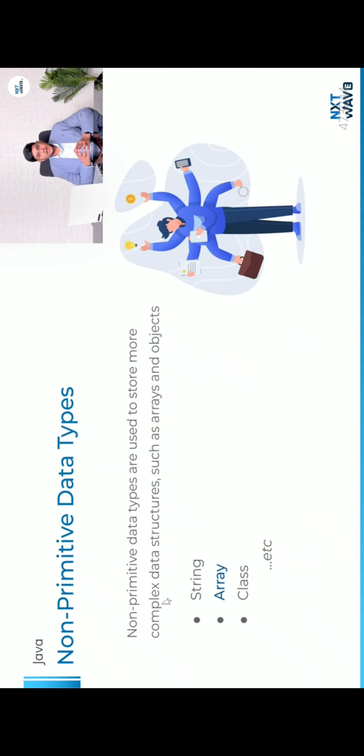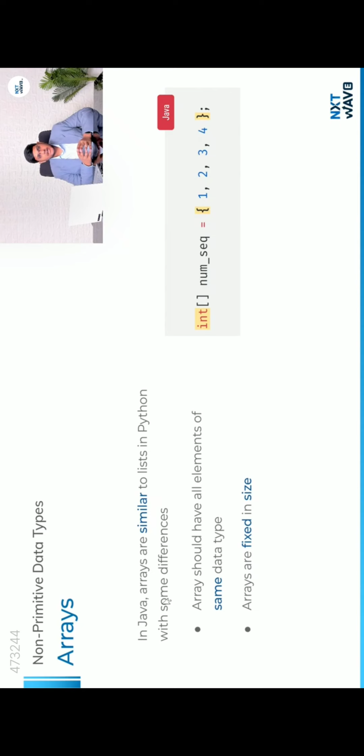Now let's look into another non-primitive data type, which is array. In Java, we have a data type called array, which is a non-primitive data type, and you can think of it as something similar to lists in Python. While there are differences between lists and arrays in Java and Python, for the time being, you can assume arrays to be something similar to lists, but not exactly the same, because there are multiple differences between the two. One difference is that in an array in Java, all the elements should be of the same data type. Whereas in Python, in a particular list, each element can be of a different data type.